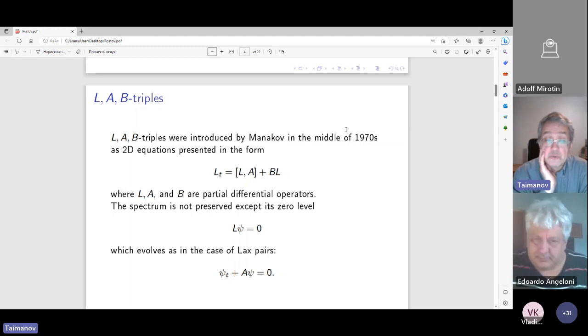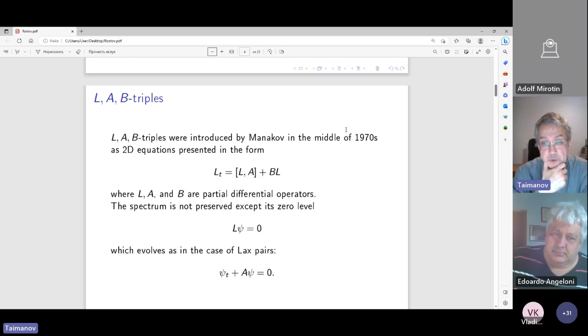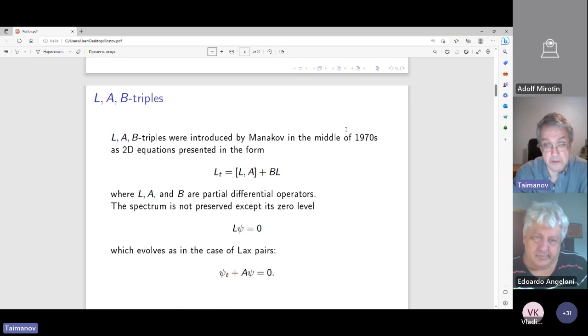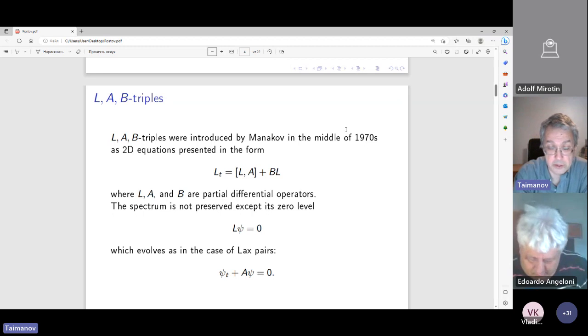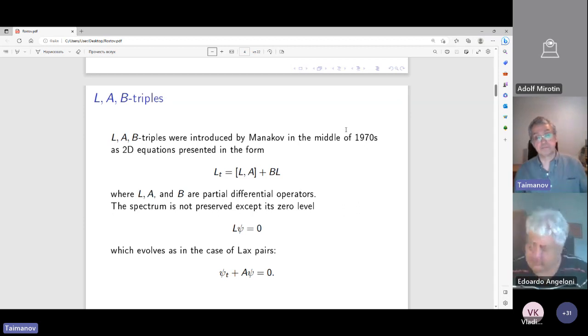Why did Manakov introduce these triples? He wanted to generalize the Lax approach to two-dimensional soliton equations. And it appears that if you start to construct Lax pairs which involve two-dimensional partial differential operators with some physical meaning, like the Schrödinger operator or the Dirac operator, then you cannot get the scalar operator on the left-hand side just from the commutator term. If we add an additional term BL, we can get the scalar operator U_t on the right-hand side.